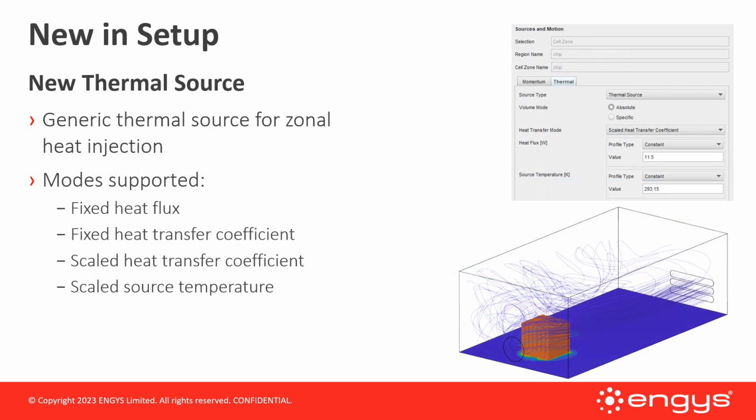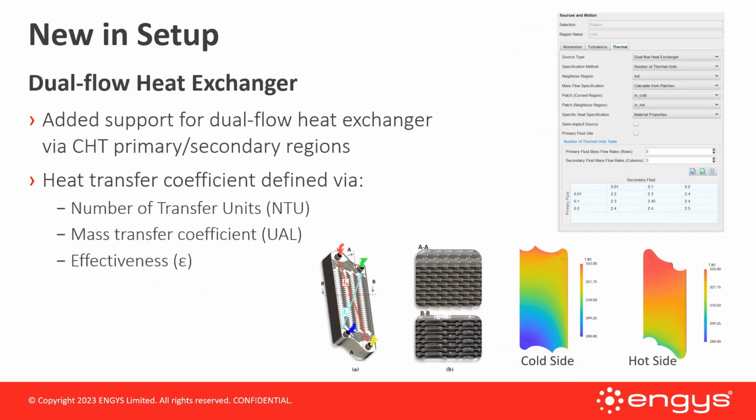A new thermal source was added where the user can specify a generic thermal source. Different specification options are available to the user, including fixed heat flux, fixed heat transfer coefficient, scaled heat transfer coefficient, and scaled source temperature. We have added support for the dual flow heat exchanger model, whereby a heat exchanger can be specified with two coupled regions, one representing the primary fluid and another the secondary fluid.